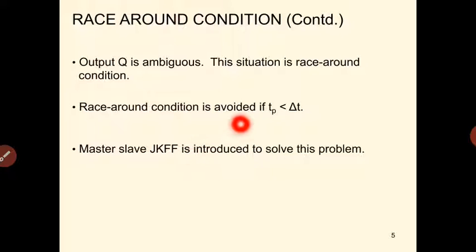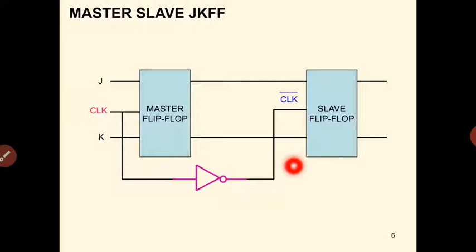So in order to avoid this race around condition in JK flip flop, we will be moving from JK flip flop to master slave JK flip flop. So this is the basic circuit diagram of master slave JK flip flop, in which two JK flip flops are used.